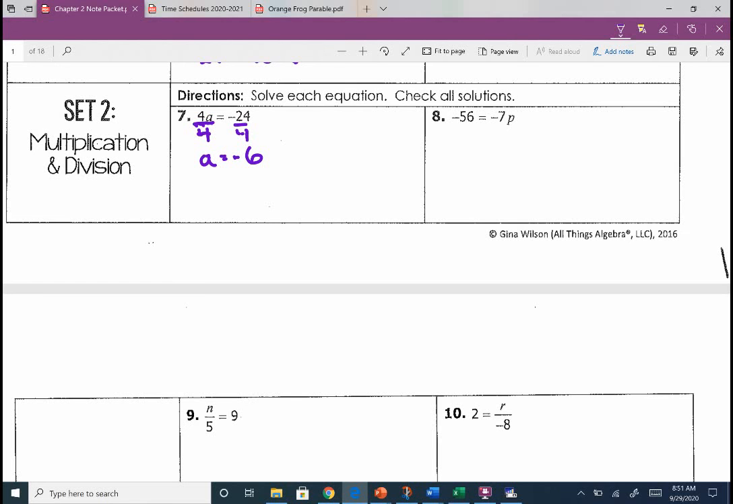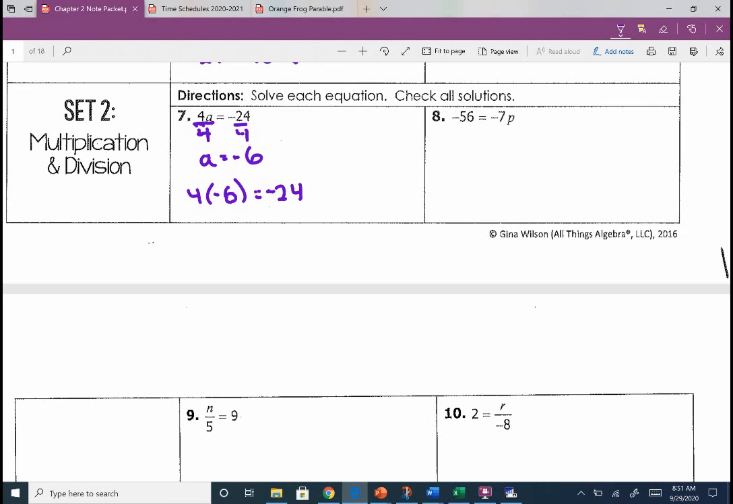Be careful when you're doing your division. Check it out. 4 times negative 6 equals negative 24.